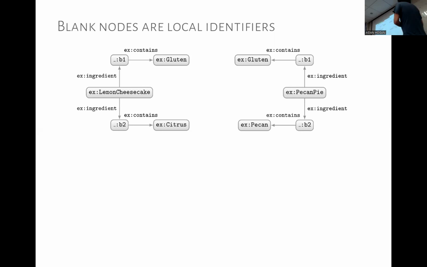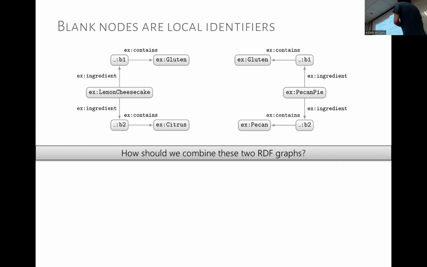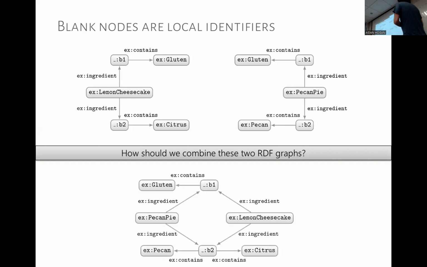So if we have these two RDF graphs here, essentially, if we combine them in the standard way, which is to concatenate triples, we're going to end up in a slightly strange scenario where our RDF graph will look like this, where we combine B1 and B1, and we combine B2 and B2, and we end up with, for example, this ingredient that contains pecan and contains citrus, which was never really the intention.